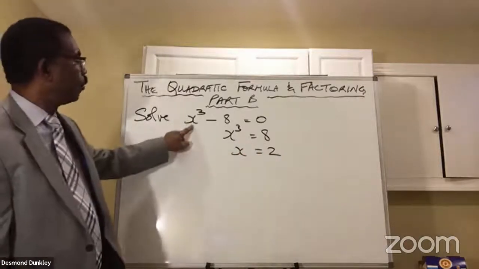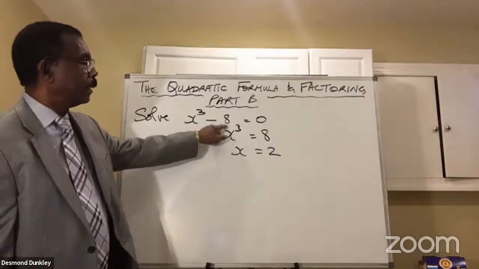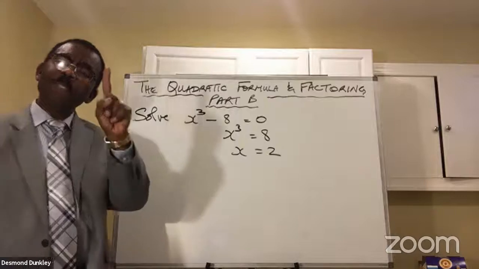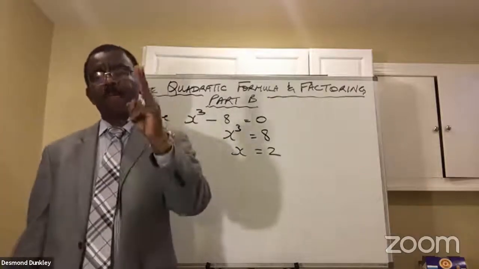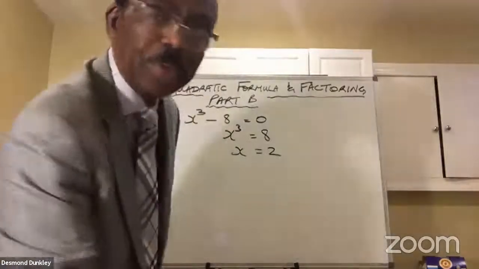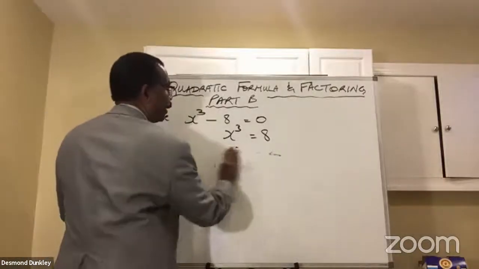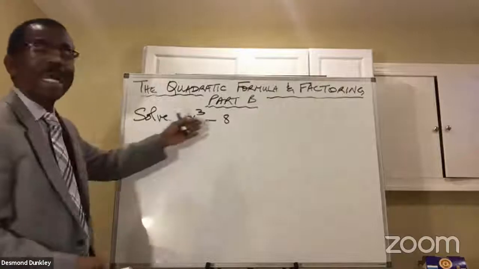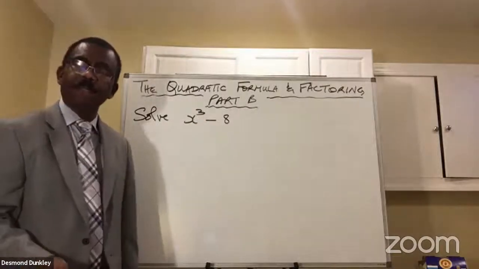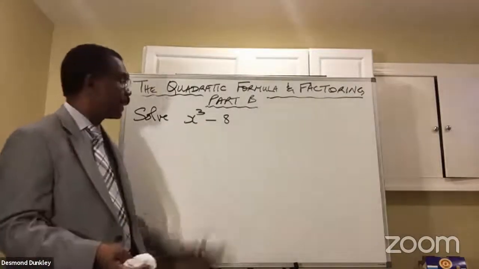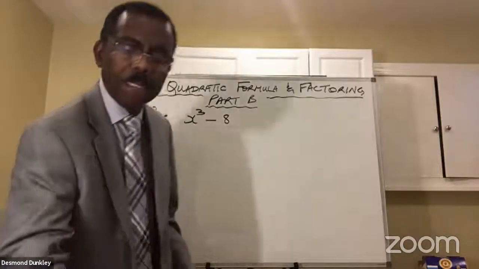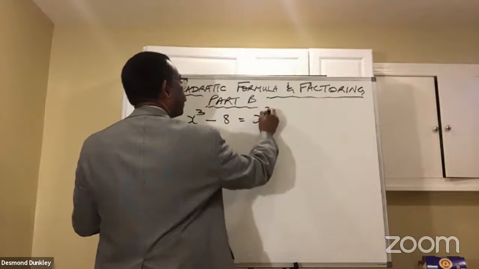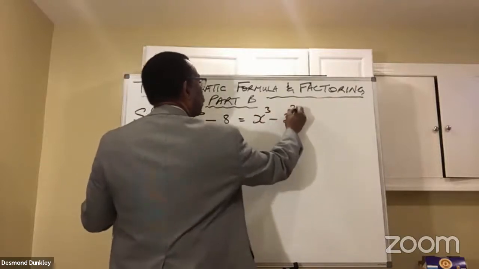Because let's check it. 2 cubed is 8. 8 minus 8, 0. So that works. 2 works. But that's only one solution. So we need the other 2 solutions. So what do you do? Well, this is what you do. You try and factorize this, get it the way that we have discussed as the difference of cubes, and see what happens. So this is equal to x cubed minus 2 cubed.